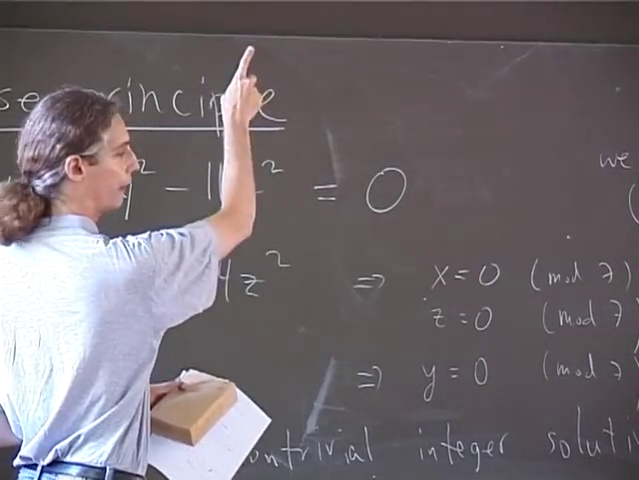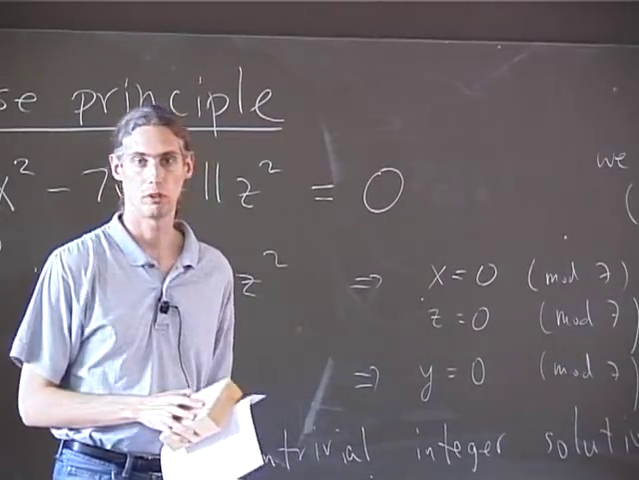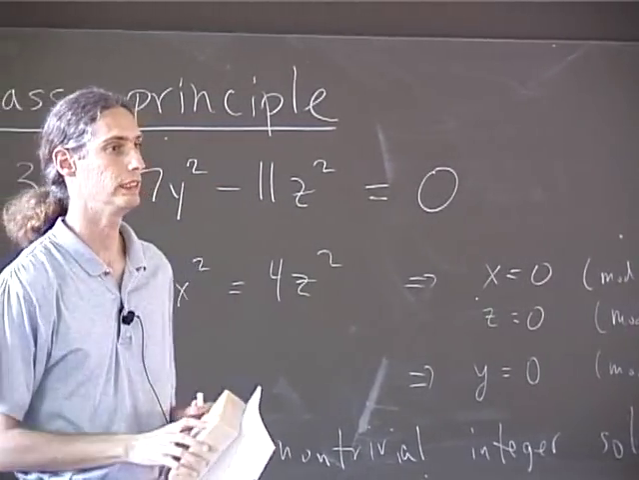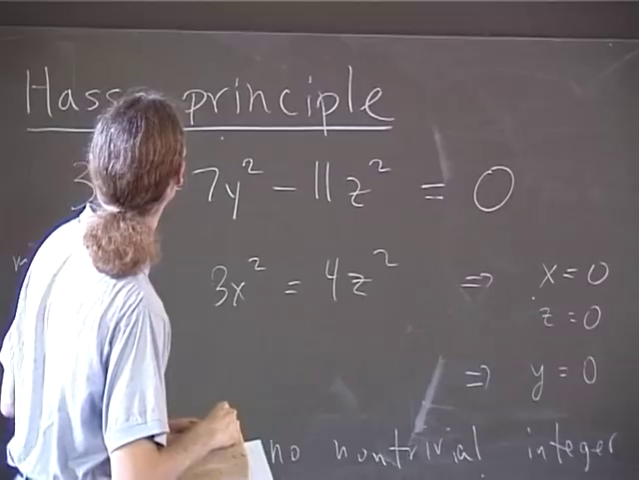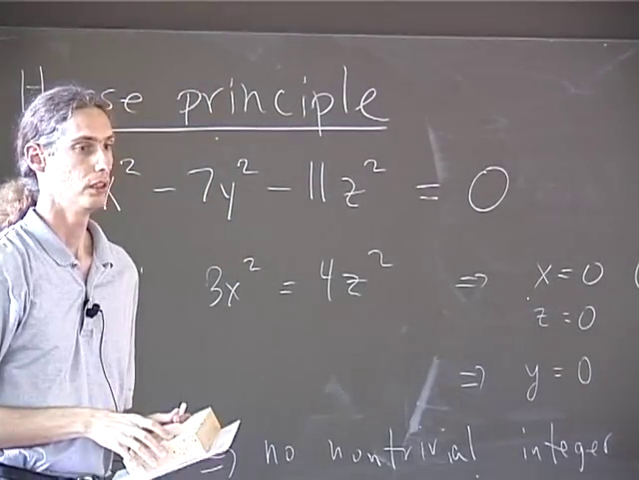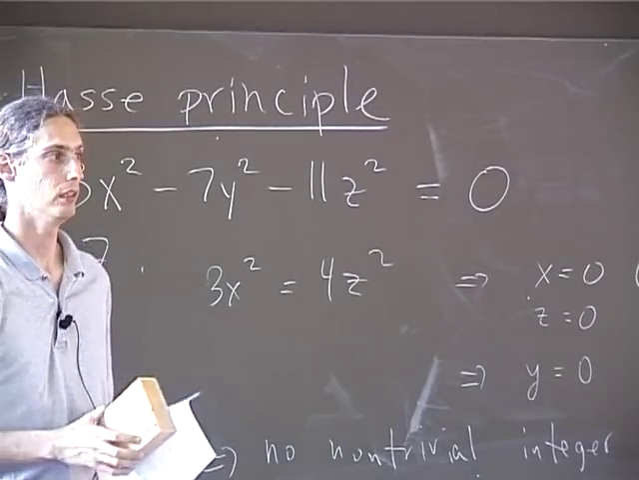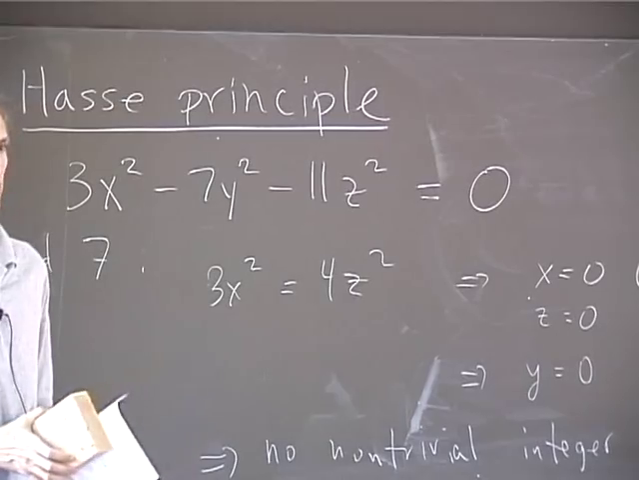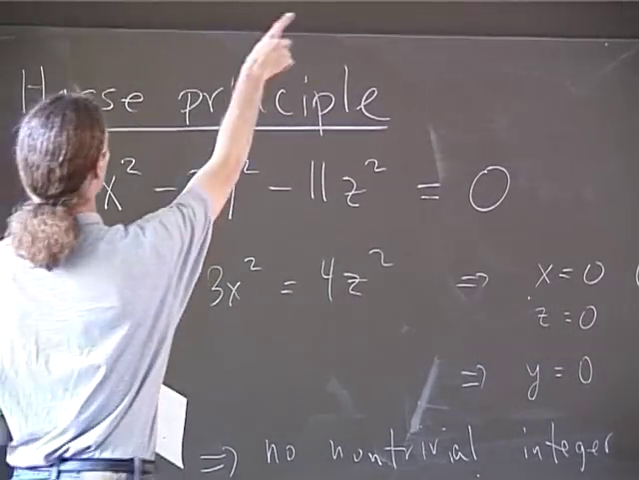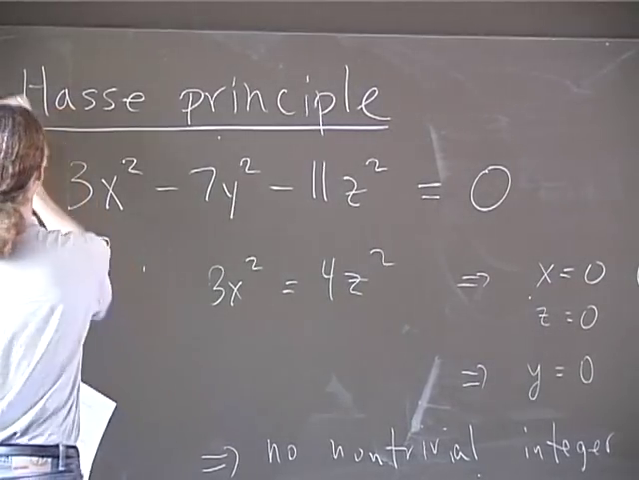Now, that statement there was from roughly the 1920s, even though the case of polynomials in 3 variables had been treated by Legendre in the late 18th century. But this more general statement came later.